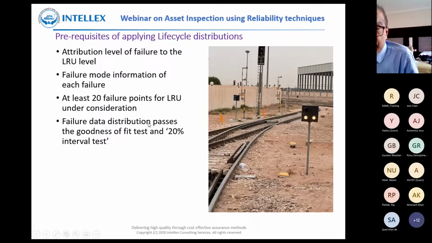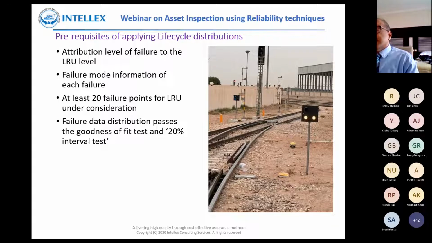So what are the prerequisites for using this distribution? First thing is that you should understand the failure mode. That means the line replaceable unit to which the failure is attributed, that information should be available. And for the failure mode, you should have sufficient information to understand whether it's a software failure or a hardware failure and what has been done. Some data should be there.